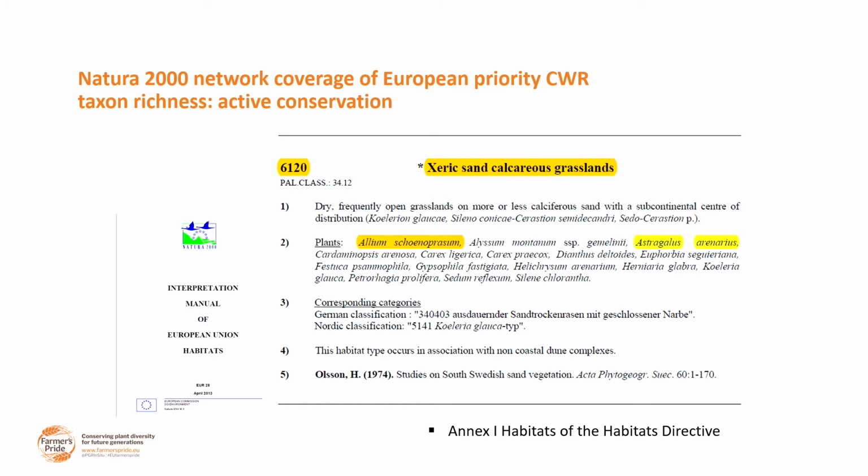We can also aim to obtain information about crop wild relative populations that may be actively conserved in Natura 2000 sites. This happens when one taxon of the European priority crop wild relative inventory, like Allium schoenoprasum, for instance, is at the same time a characteristic species of a habitat protected by the Habitats Directive. Protected area managers must actively conserve these habitats and indirectly those species that characterize the habitat.